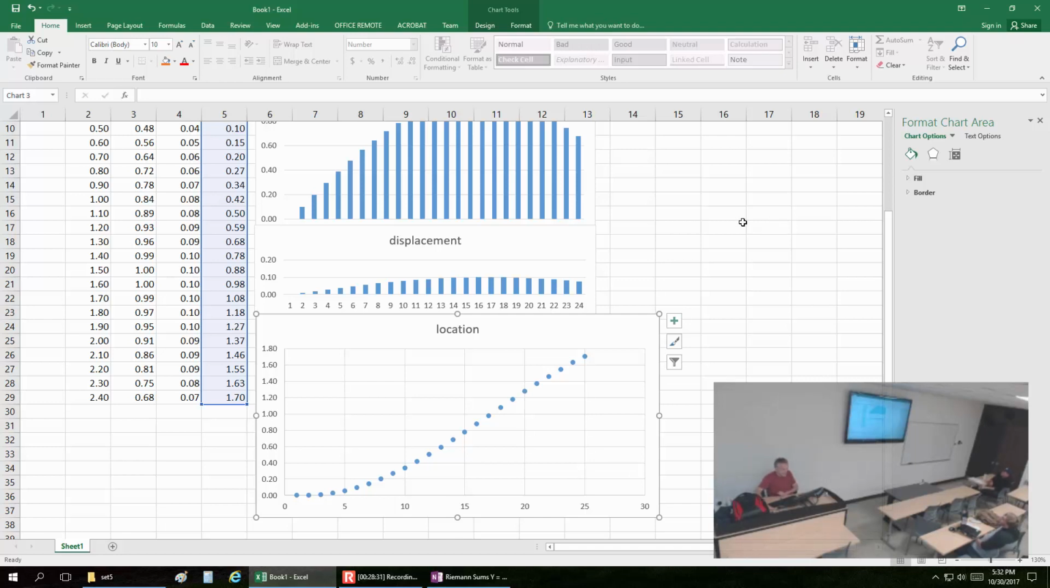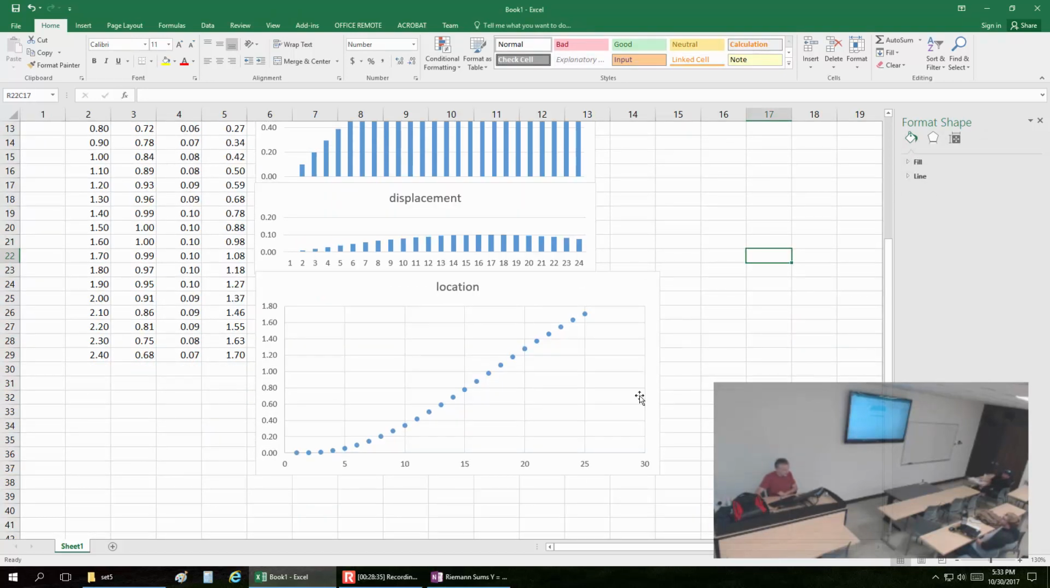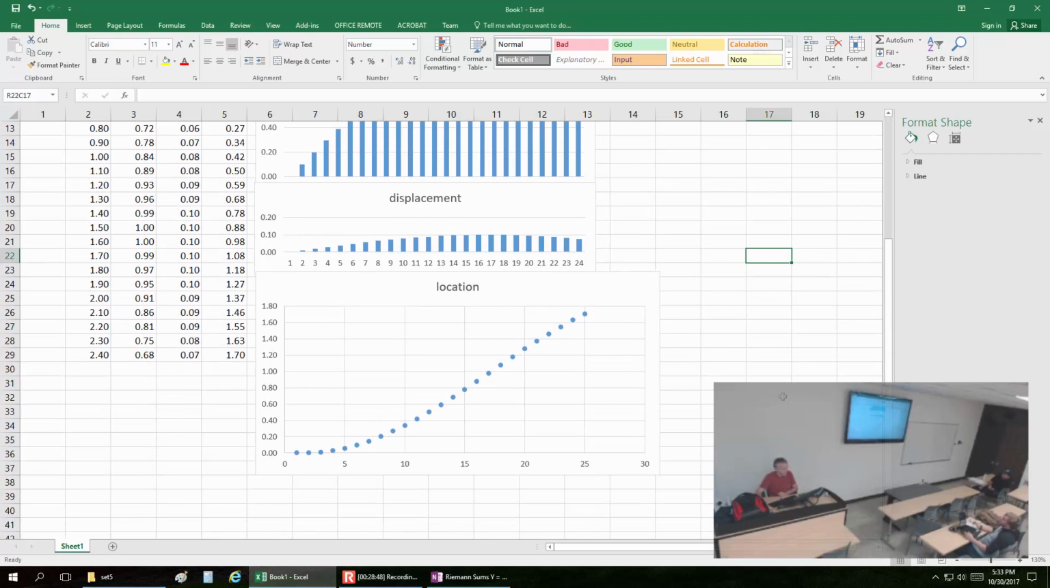So this is the Riemann sum computed as a function, and it gives me the location versus the velocity. Velocity, displacement, location. These numbers are very convenient because they indicate the exact increments of height that we have at the bottom. So we build one on top of the other.